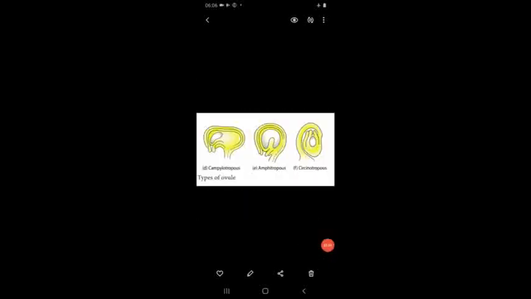Dear students, this is the diagram of campylotropous. See, in campylotropous, the shape of the ovule is bean shaped. That is the embryo which is present at the center. Due to the curved nature of the ovule, the nucellus is modified into bean shaped. The embryo is also modified into bean shaped. That is called campylotropous.